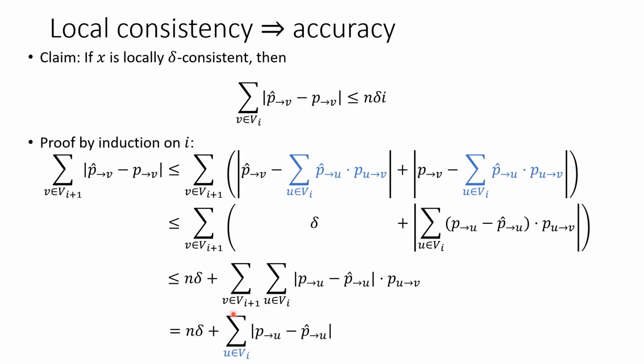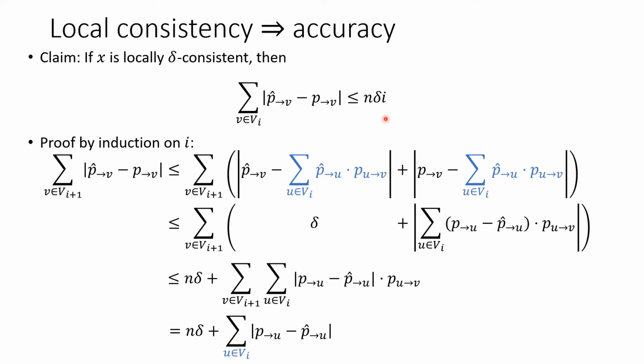Well, now this sum that we're left with is exactly the quantity that we're bounding by induction. So that completes the inductive step. We've shown that when we move from one layer to the next, the sum of errors increases by at most n delta. That completes the proof of this claim.